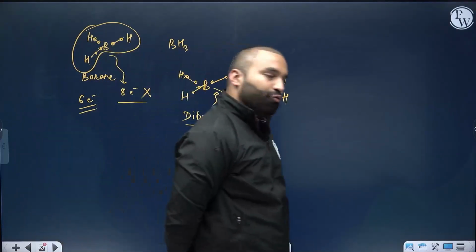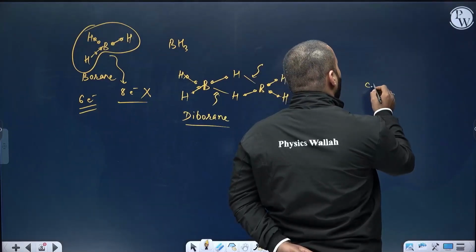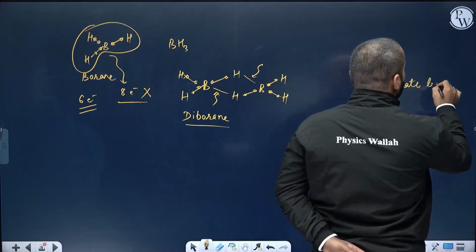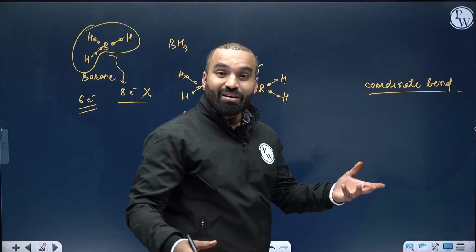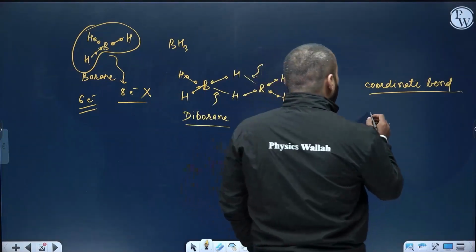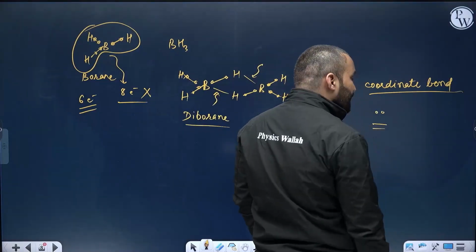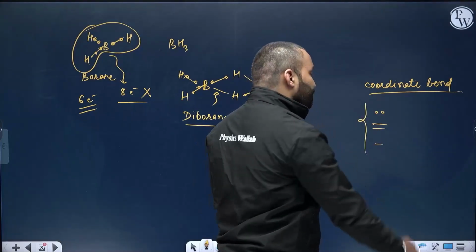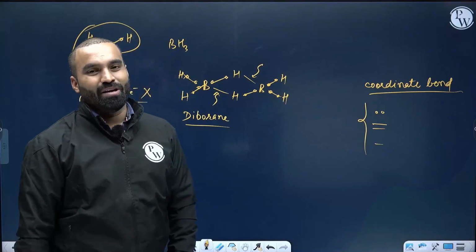I will tell you a very important point now. You must have heard about coordinate bond. Now there are various kinds of coordinate bonds that can be formed. We have just learned one of them. If you have a pair of electrons, if you have pi bond, if you have sigma bond, all these can form coordinate bond. So we have seen only the lone pair forming coordinate bonds.